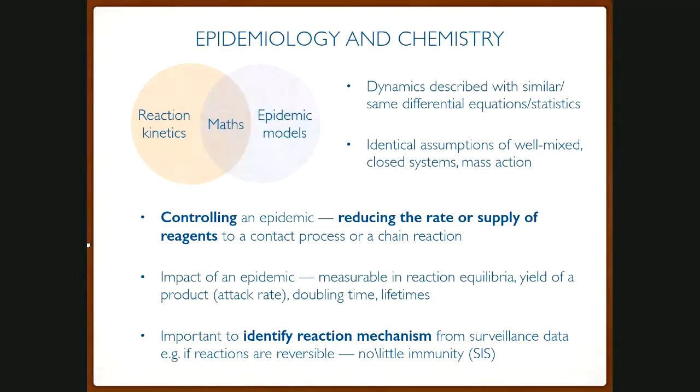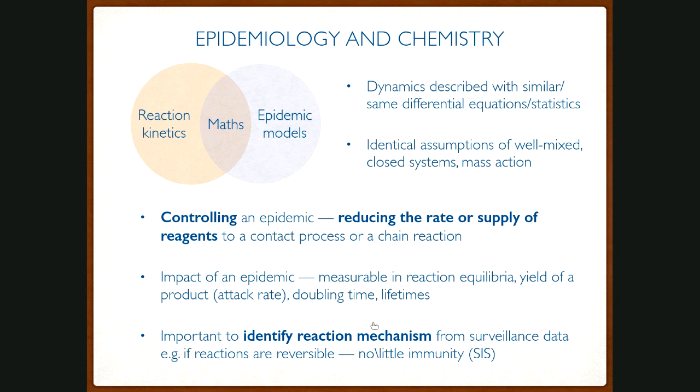The impact of an epidemic is, again, often measured in terms of the equilibria of the reaction, the yield of a product that relates to, for example, attack rates, lifetimes, and doubling times. Perhaps the most important takeaway going forward is that with all these measures, the key thing is to identify as correctly as possible, within the limits of the data, the reaction mechanism controlling the dynamics of the epidemic. In chemical kinetics, the key is to understand how the molecules are interacting, by what mechanism they're doing so.